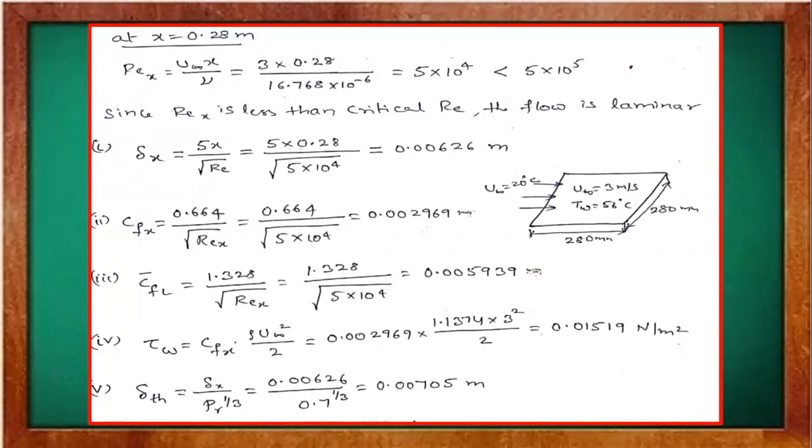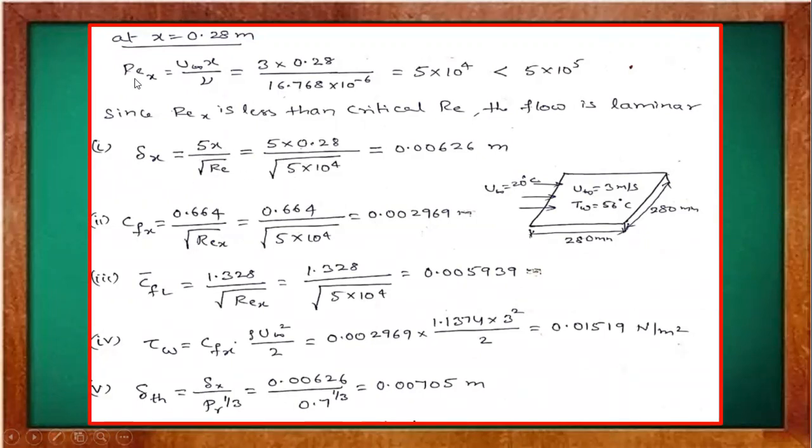So where the frequently used formulas are highlighted in the data handbook. Now, using those expressions, let us calculate the required data. First thing is delta x, the same as delta hx, or the hydrodynamic boundary layer thickness, which is given by 5x by root Re. So it is 5 into x, the distance 0.28, divided by root Re.